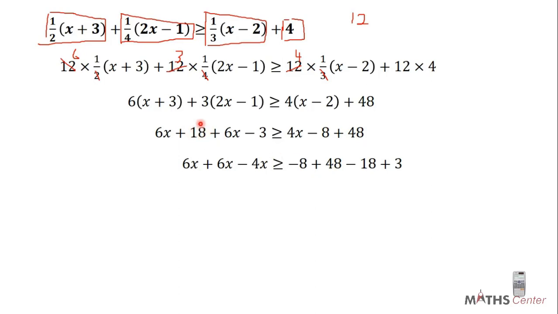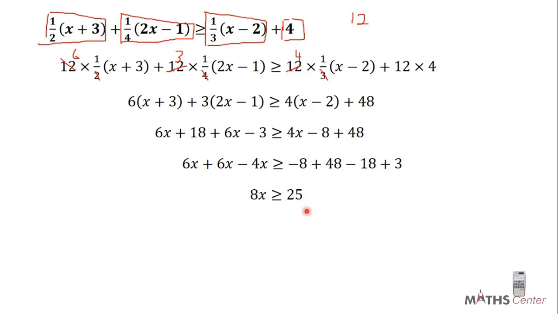So I'm going to take 18, which is positive. I'll bring it to this side, becomes negative. 3 is negative. When it comes to this side, becomes positive. So we have 6x plus 6x minus 4x will give us 8x. Minus 8 plus 48 minus 18 plus 3 will give us 25.